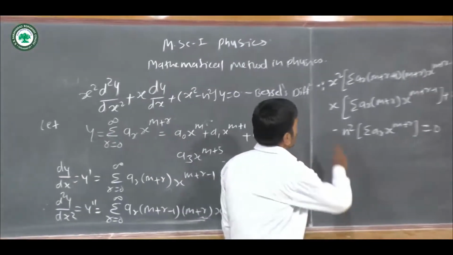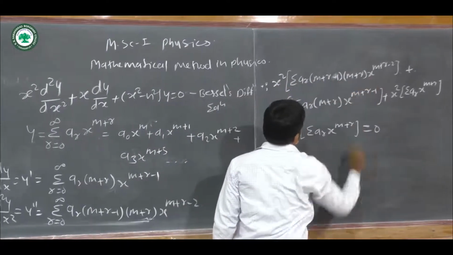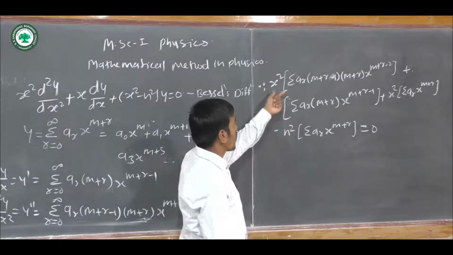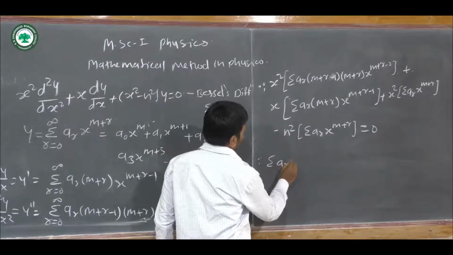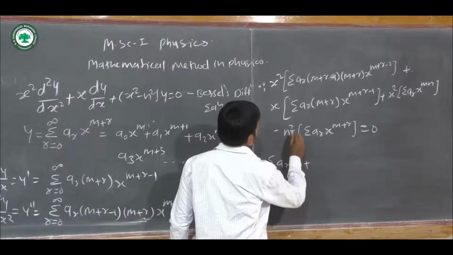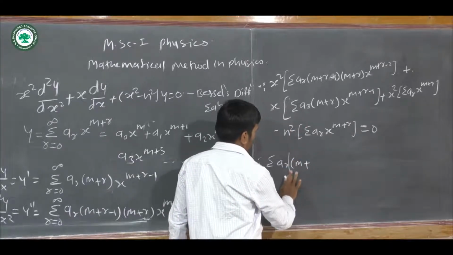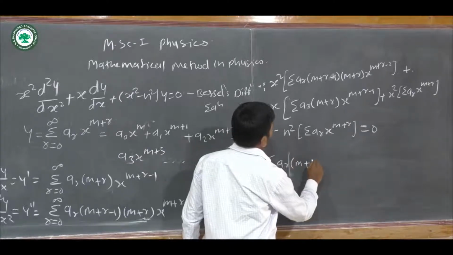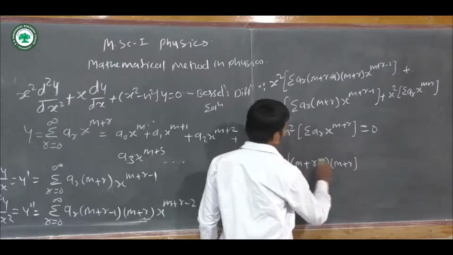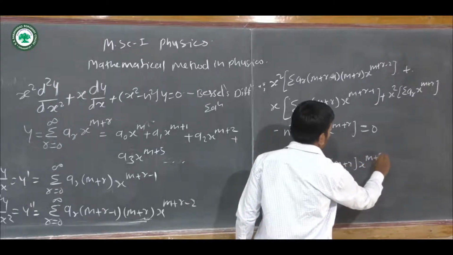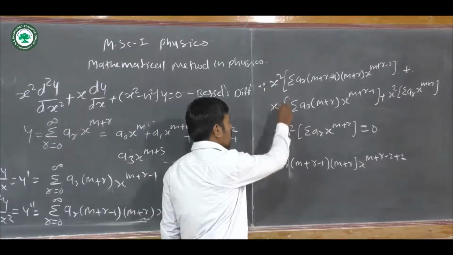Now just multiply the x power of the x, that is x square here, and x here as well. If I multiply into this bracket, we get summation a_r (m plus r minus 1) into (m plus r), and x power m plus r minus 2 plus 2, for this x power 2, and here the power is 1.